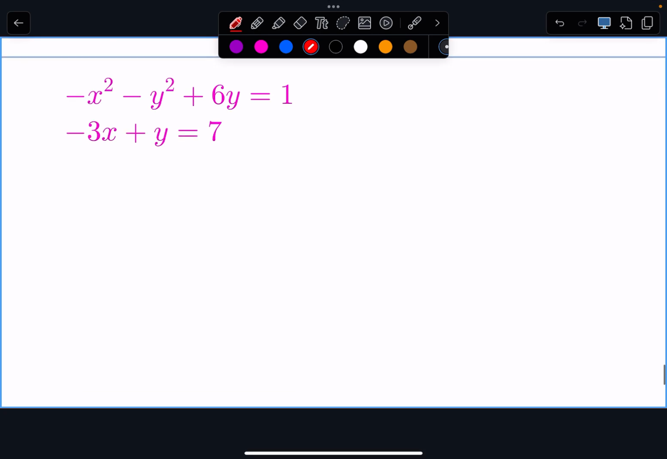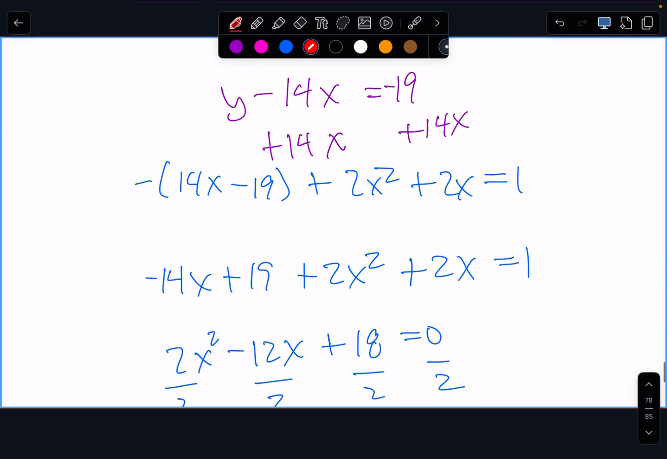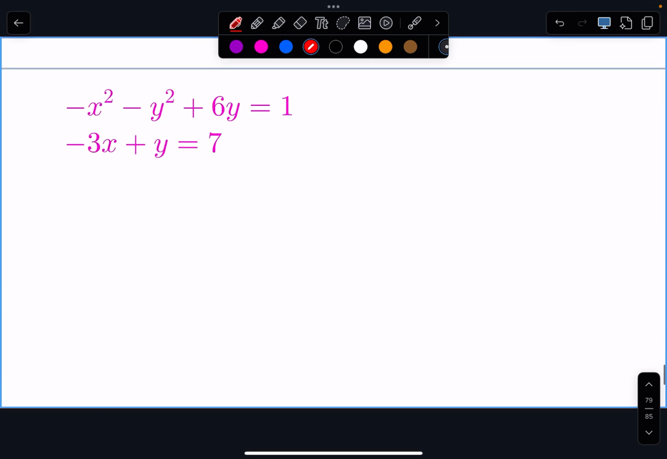So this is a circle and a line. Yeah, this is another version of the same one, still number 6. A circle and a line could have one solution, could have 2 solutions, could have no solutions. I don't really see an easy way.